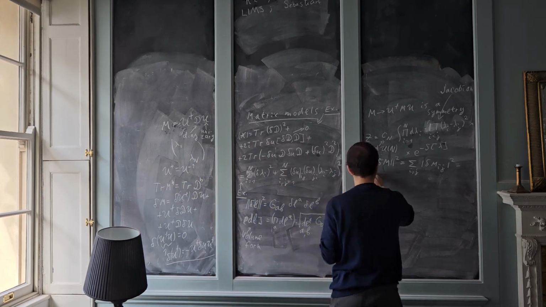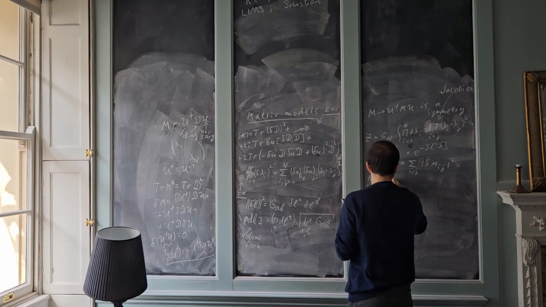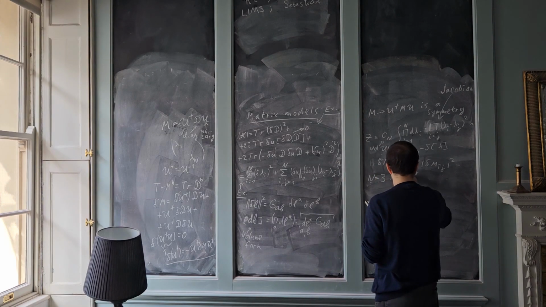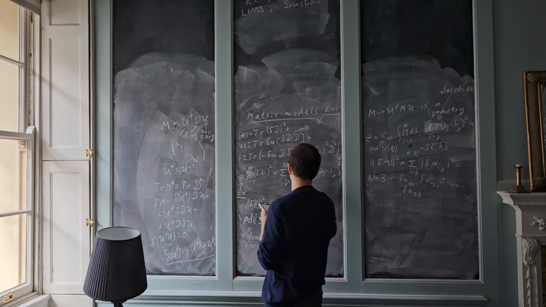So let's say n equals 3. We need to compute the determinant of these coefficients. So first of all, which coefficients do we have? We have this delta U11, delta U12, delta U13, and so on up to delta U33. They are all just some real variations.